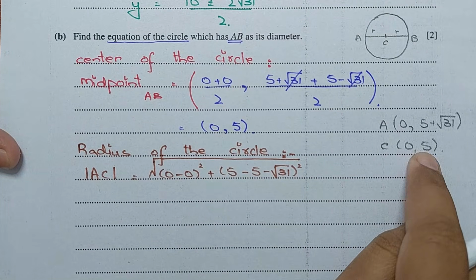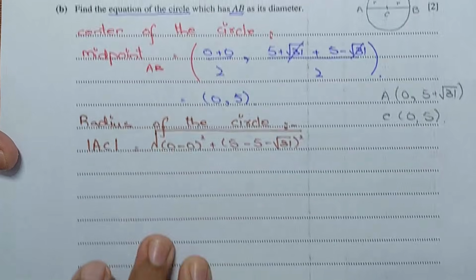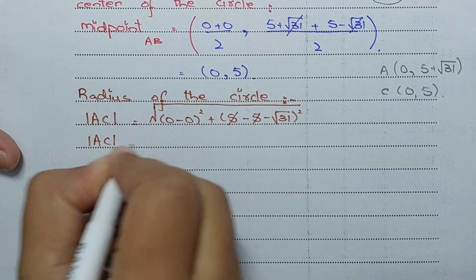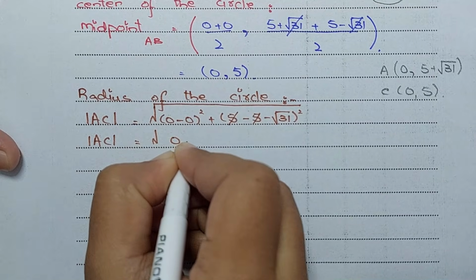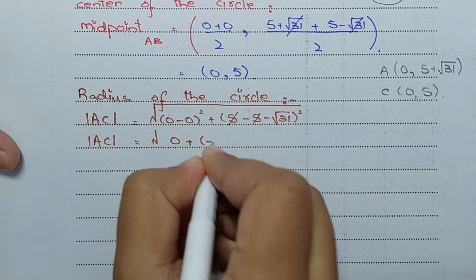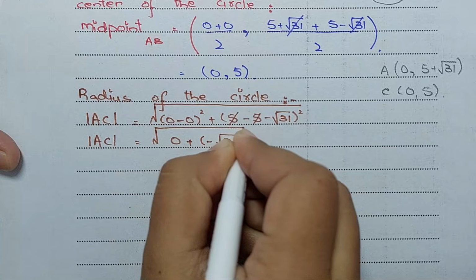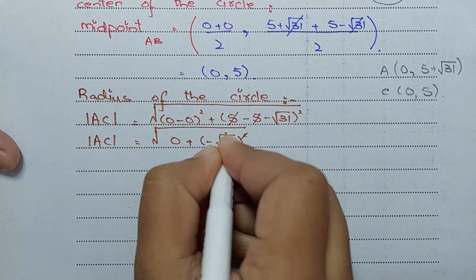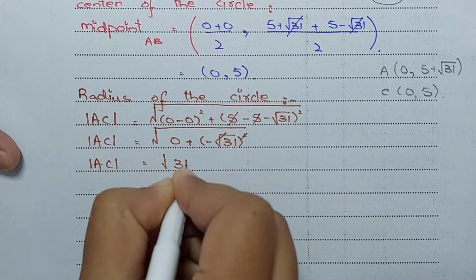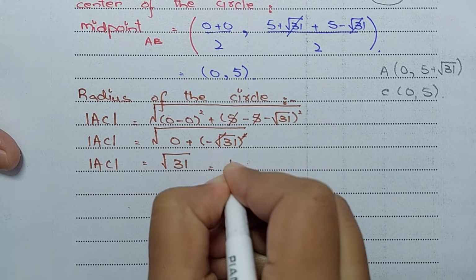Because 5 and then minus of this, both are minus, right? That is why I used the minus. So 5 minus 5 is cancelled out. The magnitude of AC would be the square root of 0 plus root 31 squared. Minus squared is plus squared, and the square root cancels out, so we are left with root 31. This is the radius of that circle.